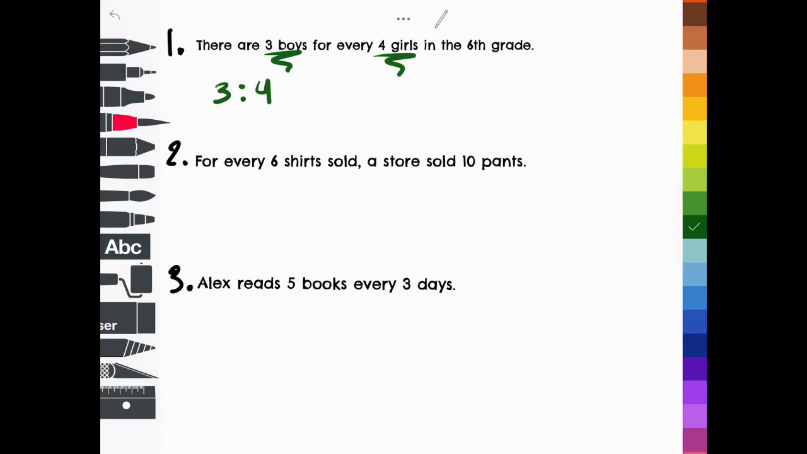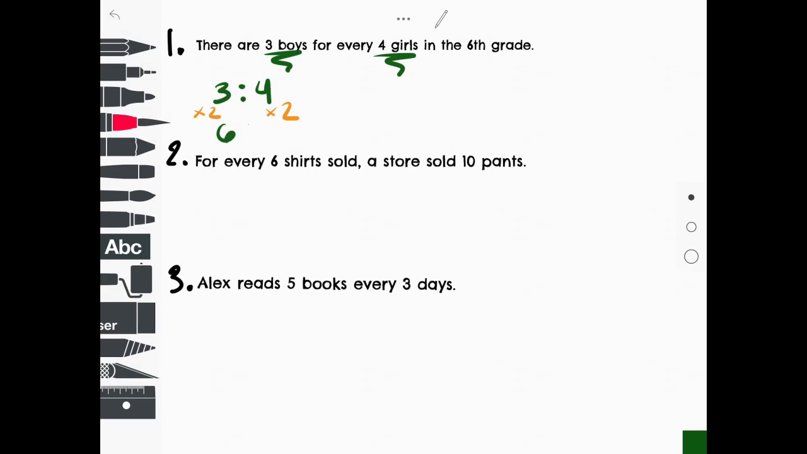So most people like to start by just doubling each number. So 3 times 2 would be 6. 4 times 2 would be 8. So 3 to 4 is equivalent to the ratio 6 to 8. Or you may decide to multiply each one by 3. By 3 and by 3 for your 3 to 4 ratio. And then you get an equivalent ratio of 9, 4 times 3 is 9, to 12.